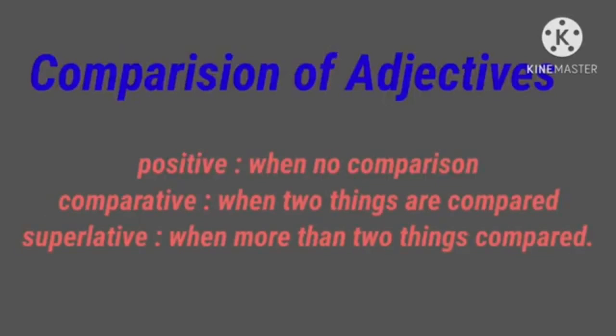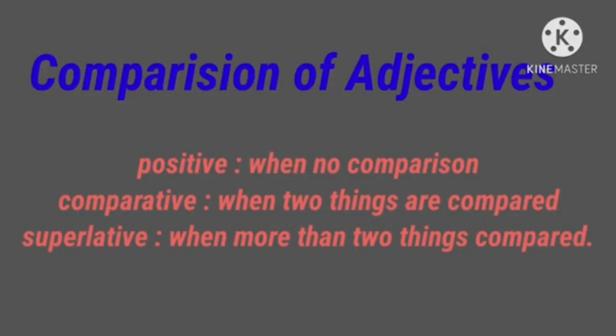Next, comparison of adjectives. When we use an adjective to compare the qualities of two or more nouns, we are using the degrees of comparison. The three degrees of comparison of an adjective are positive, comparative, and superlative. What are the three degrees? Positive, comparative, and superlative.